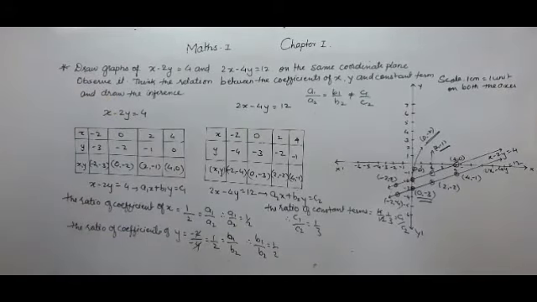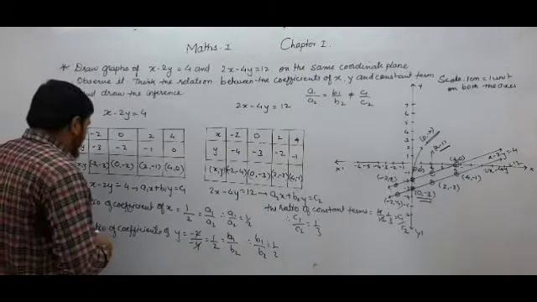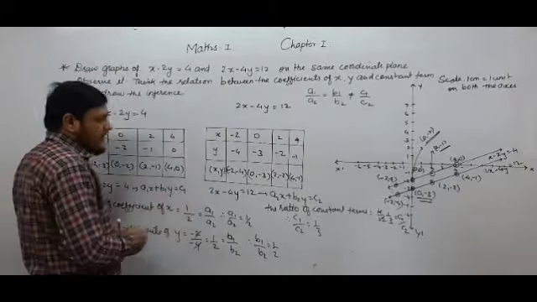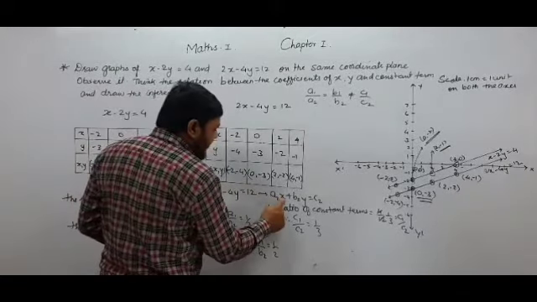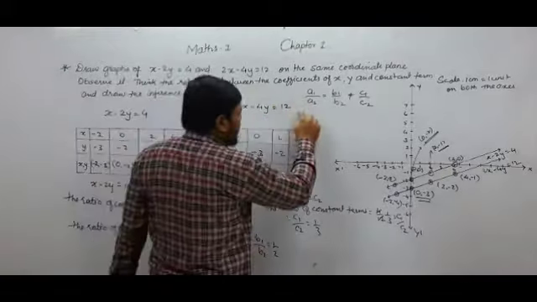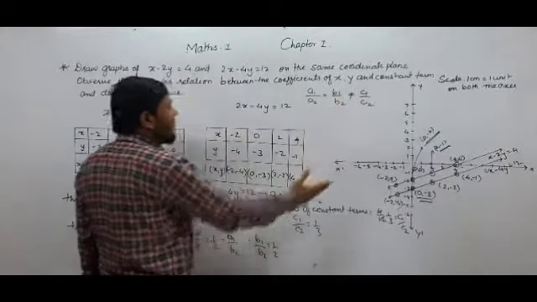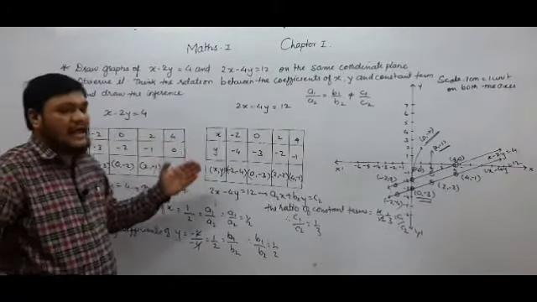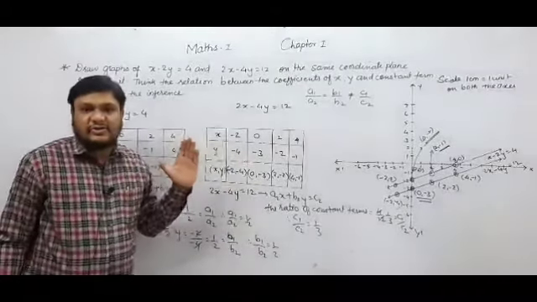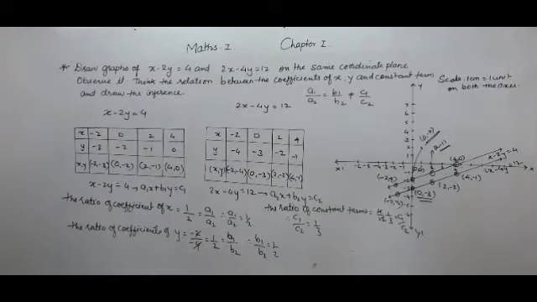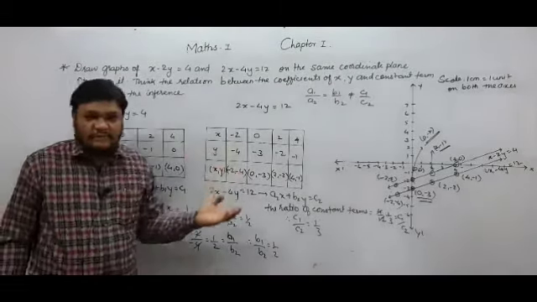So student, in this way we can conclude that if the first equation can be represented as a1x plus b1y equal to c1 and the second equation can be represented as a2x plus b2y equal to c2, and if a1 upon a2 is equal to b1 upon b2 is not equal to c1 upon c2, then the graphs of these equations are parallel lines and we will not get any solution. So student, in this way we have considered the next condition, that is the condition of parallel lines.